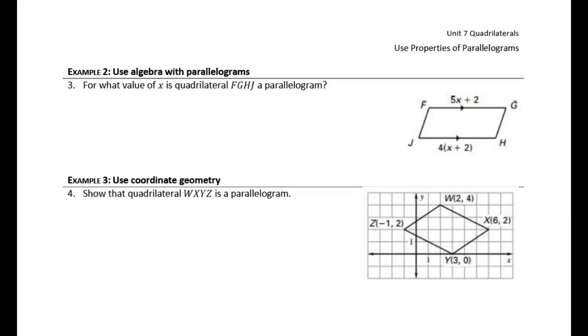All right, moving on. Example 2. So what value for x makes FGHJ a parallelogram? Well, I already know that FG and JH are parallel. In order for this to be a parallelogram, these two sides also need to be congruent. So I'm just going to set them equal to each other so I can solve for x.